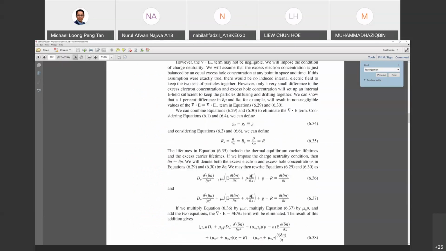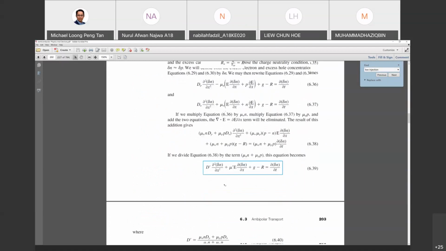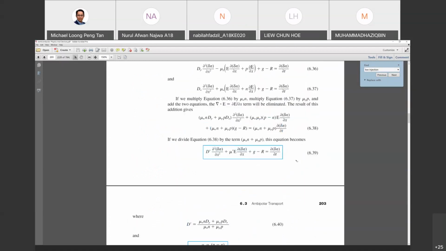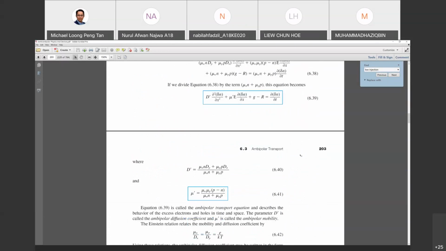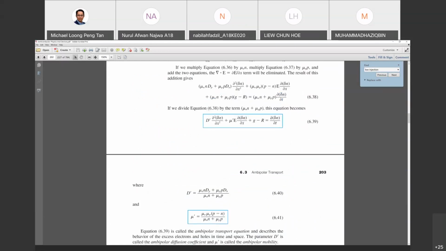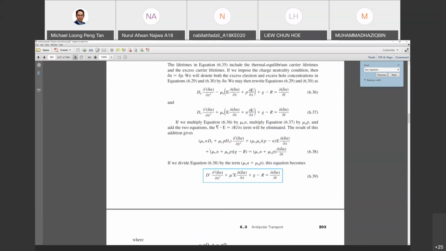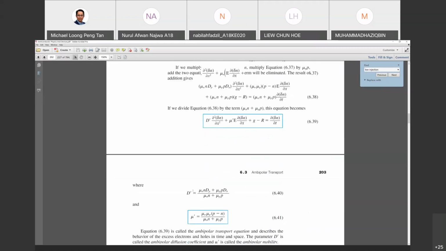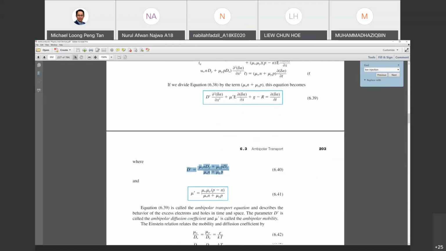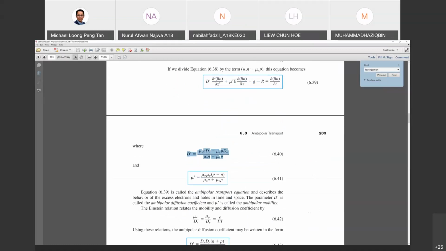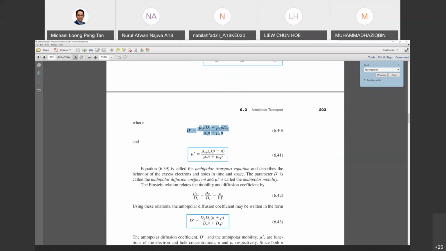Then they take the continuity equation from just now, they divide, they do it. Then they will get something like this, equation 6.39. They say that this is the general ambipolar equation, which you can further simplify by using the terms later on. And now here they say that D prime and mu prime are given by this, the effective diffusion coefficient and effective mobility. But now they call it ambipolar diffusion. So they get that part.